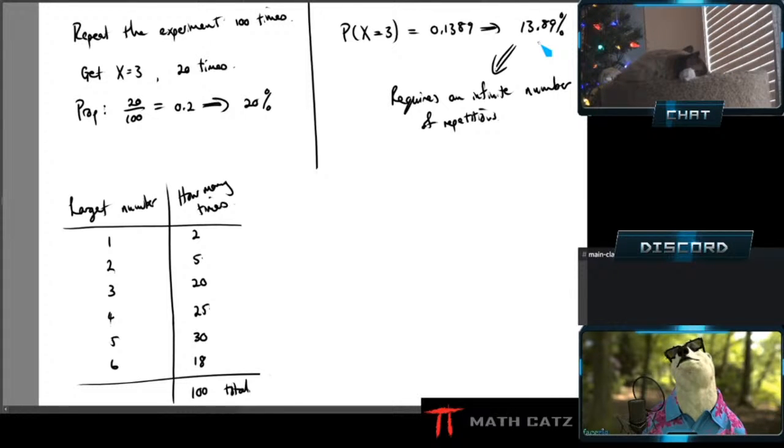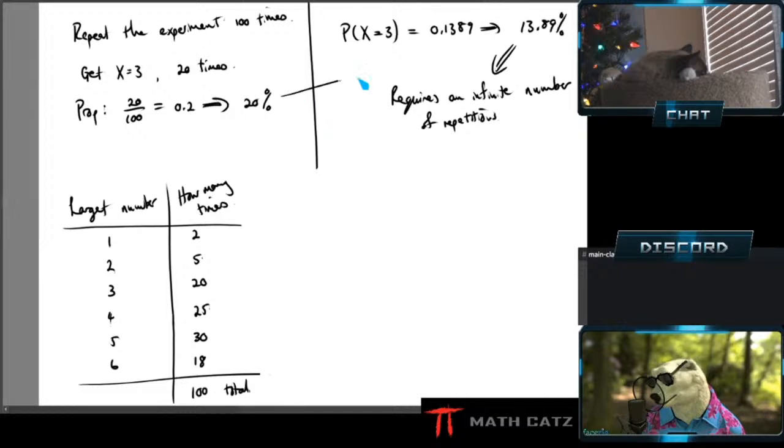Why are they not the same? They're not the same because I didn't repeat this. I didn't roll 2 dice infinitely many times. If I did another 100 and another 100 and another 100, this 20% will drift towards 13.89. And the more I repeat it, the closer I'm going to get. It's a slow drift to this theoretical ideal as I repeat the experiment more times.